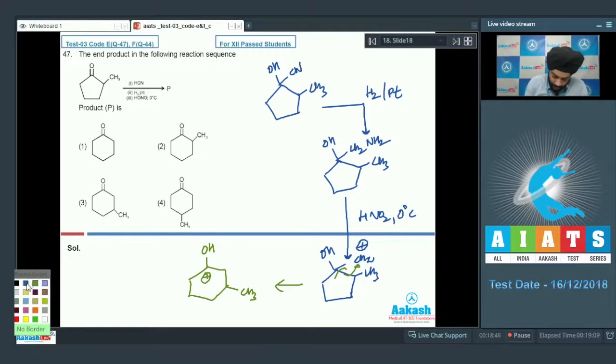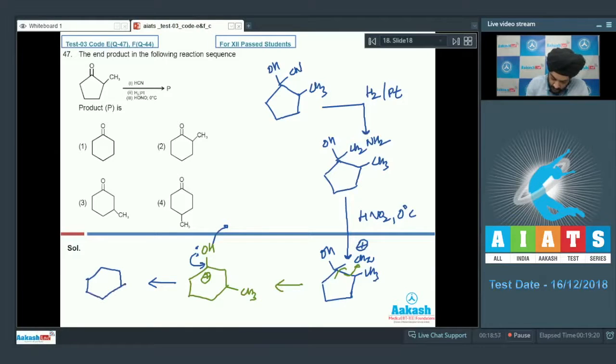Now students, the lone pair over oxygen will stabilize this carbocation and it will itself lose a proton, which will lead to the formation of 3-methylcyclohexanone as the end product P. So students, we have to select option 3 as the correct answer to our question. Let us look at the next question now.